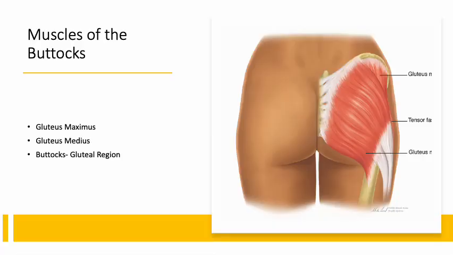All right, muscles of the butt. So a lot of these names are going to sound really familiar because I'm pretty sure everybody knows gluteus maximus, right? So gluteus maximus is the big, meaty muscle on the external part of the buttocks.